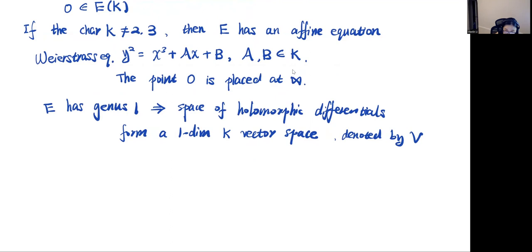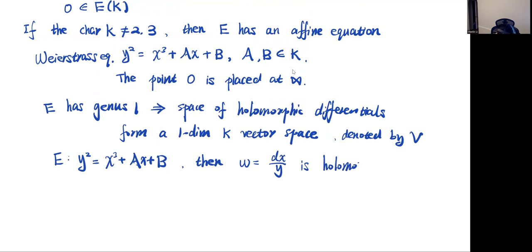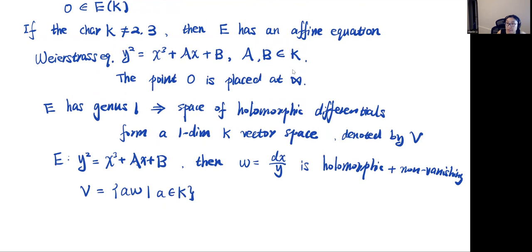And if E is given by the explicit defining equation y squared equals x cubed plus ax plus b, then if you look at omega, which equals dx over y, this differential is holomorphic and non-vanishing. So the vector space V is nothing but spanned by omega. So it's just a omega, where a is an element in K. So it's a very explicit one-dimensional vector space.